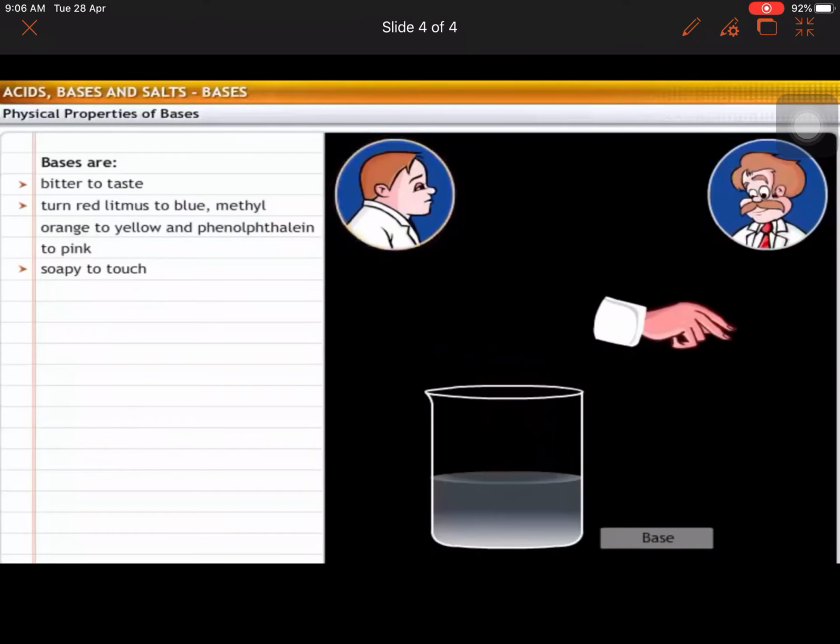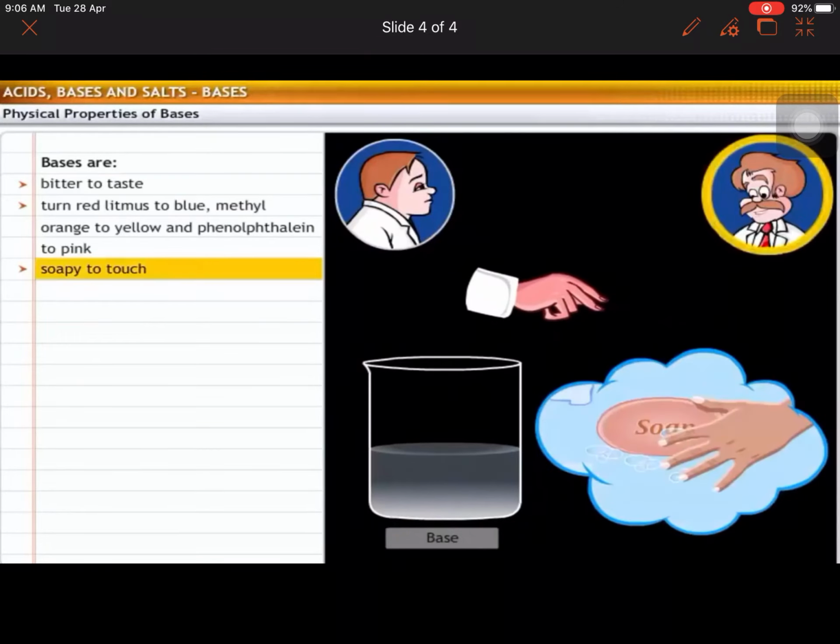It's slippery. It feels like soap. Yes. Bases feel soapy on touch. This is because they dissolve the fatty acids and oils from the skin, and it reduces the friction between your fingers as we rub them together. Due to this property, bases are used in the preparation of soaps.